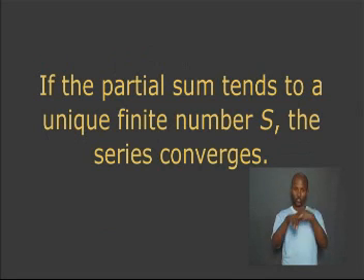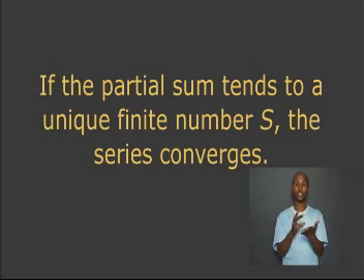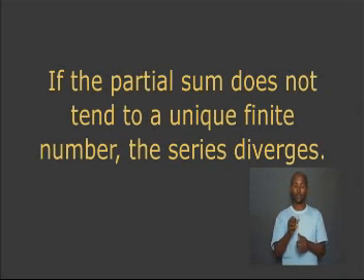In general, as n tends toward infinity, if the partial sum tends to a unique finite number s, then we say that the infinite series converges and the infinite sum is equal to s. If this is not the case, and the partial sum does not tend toward a unique finite number, the infinite series is said to diverge.